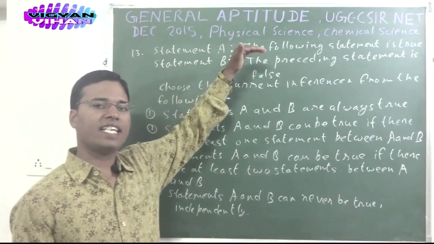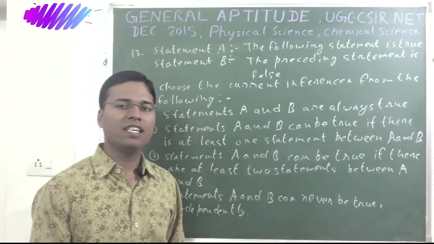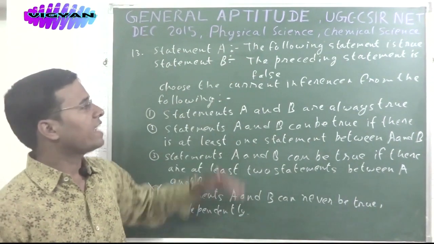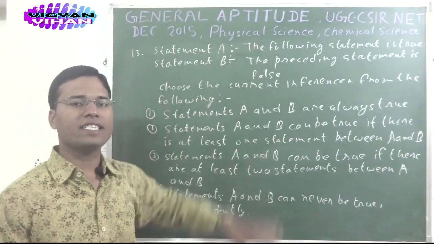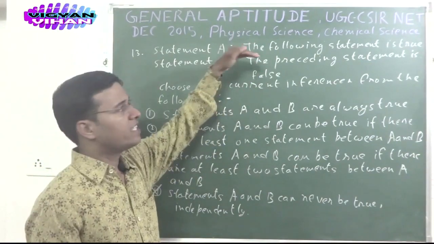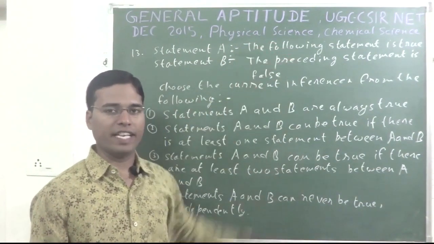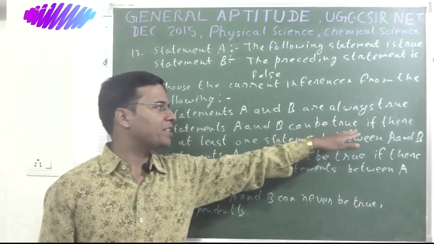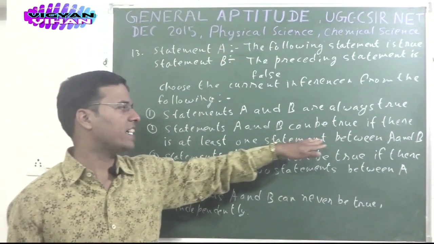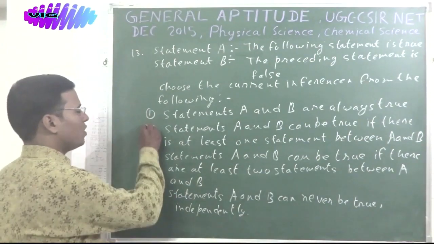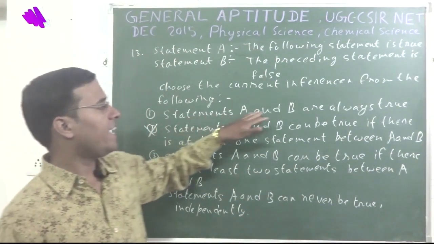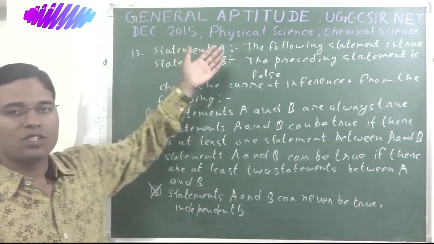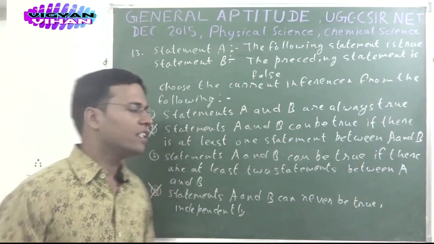If a single sentence is put between those two sentences, then also the sentence in between, the third sentence, cannot follow these two sentences at a time. That sentence can be true or false only. So, statements A and B can be true if there is at least one statement between A and B is also wrong. Statements A and B are always true, that's also wrong because those two statements are contradictory.